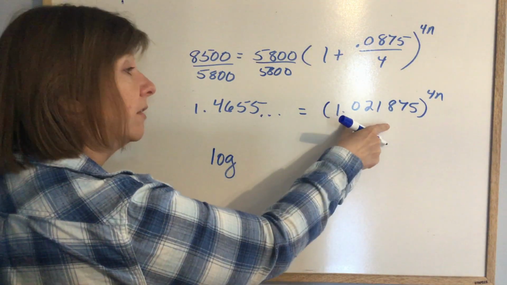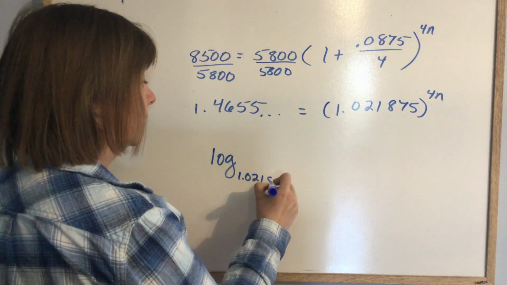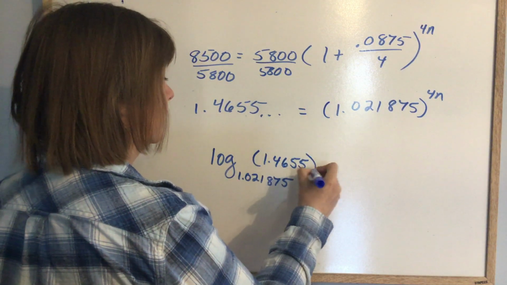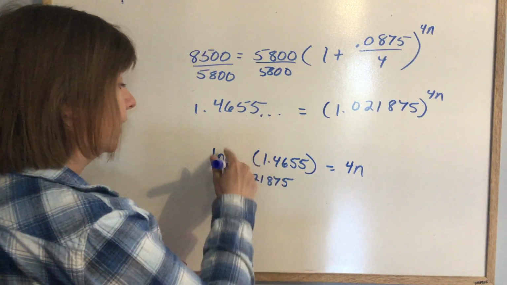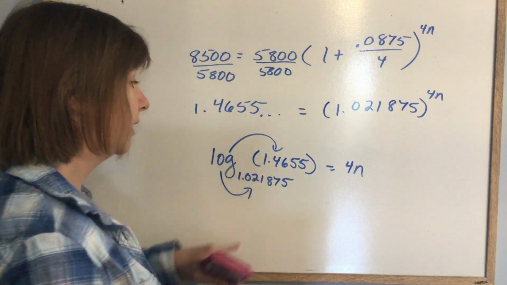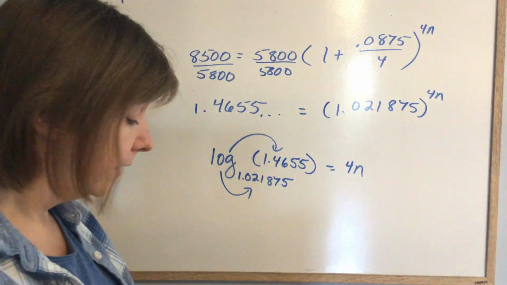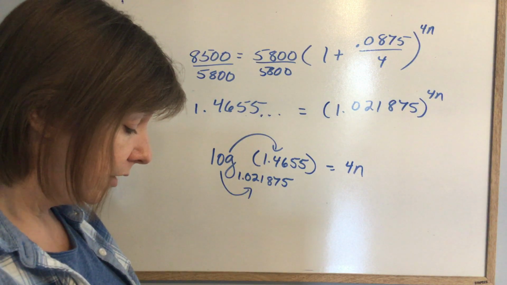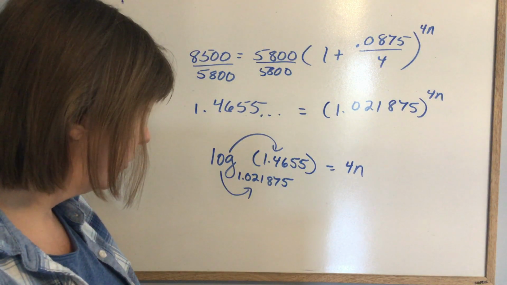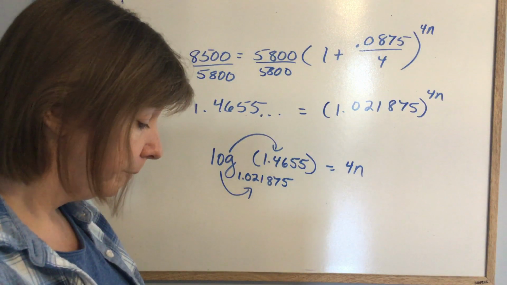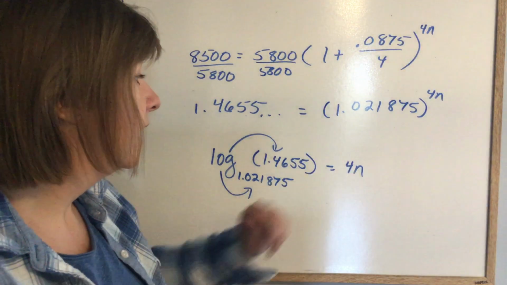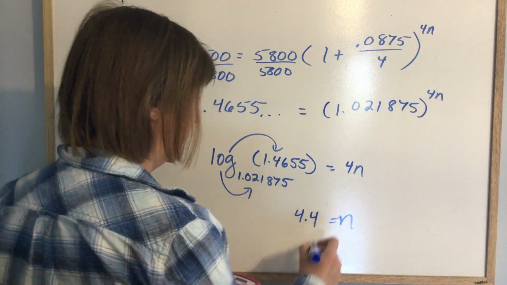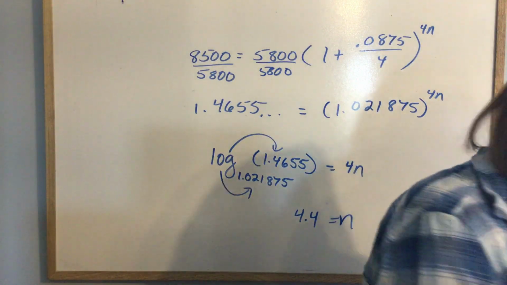So log, base of my exponent becomes the base of my log. My answer is what I'm taking the log of. And that's equal to 4n. So I would do log of this divided by log of this, and then I would just divide by 4. So I would do log of 1.4655 divided by log of 1.021875, which is like 17.66, and I would divide that by 4 so that I get n is 4.4.